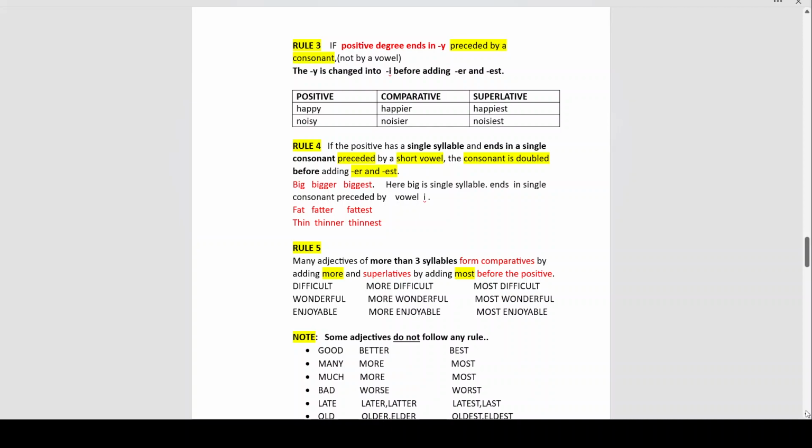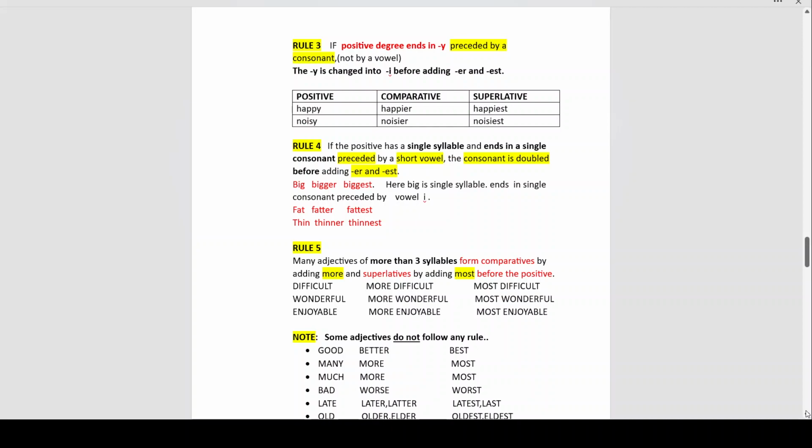Now rule number 4. If the positive has a single syllable and ends in a single consonant preceded by a short vowel, the consonant is doubled before adding ER and EST. Now, students, what do you mean by a single syllable? Take big. I'm just saying big once. There is nothing else after big. So, big is a single syllable.